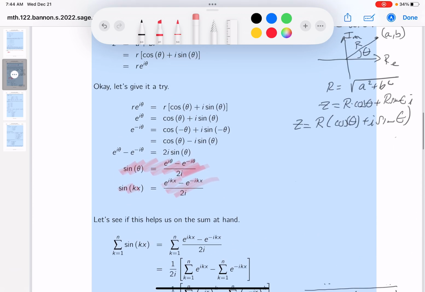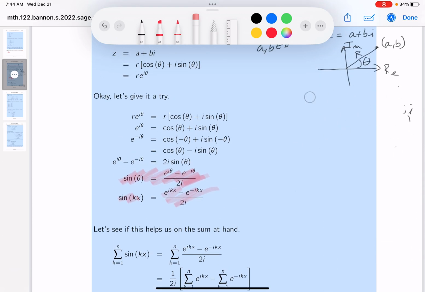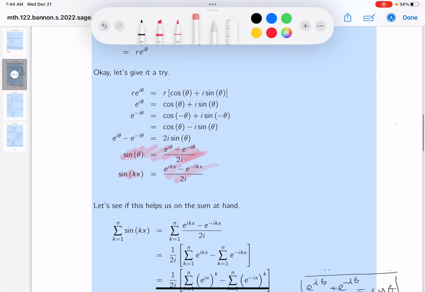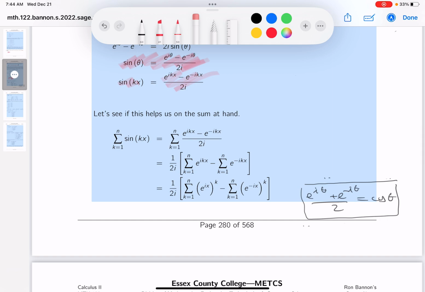Let me erase this business up here, too. I'm kind of done with all that stuff over there. All right? So I just want to take that sum, which is what they want me to do, this thing over here, and instead of writing down sine kx, I'm just going to put that new form of it over there. And by doing that, I factor out the constant, 1 over 2i, and I break it into two sums.